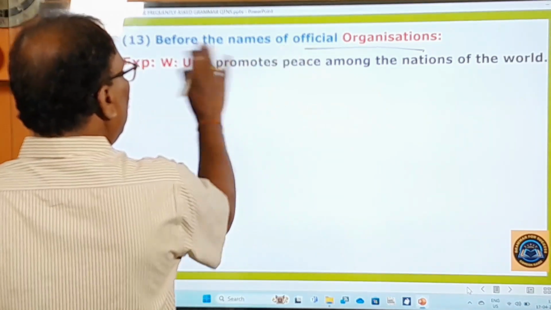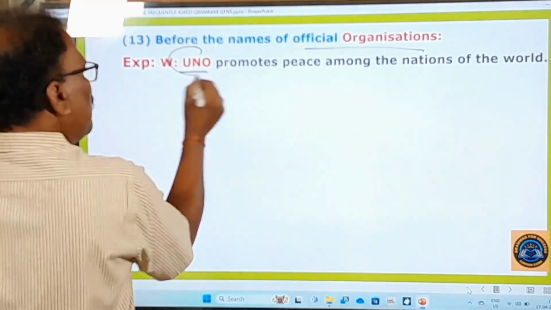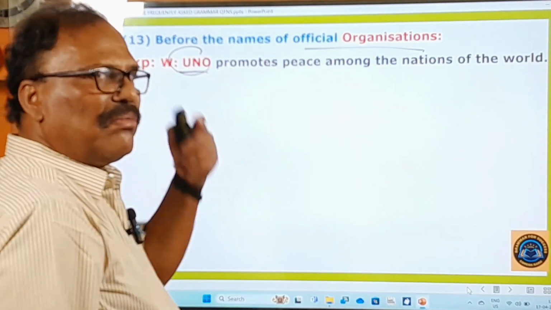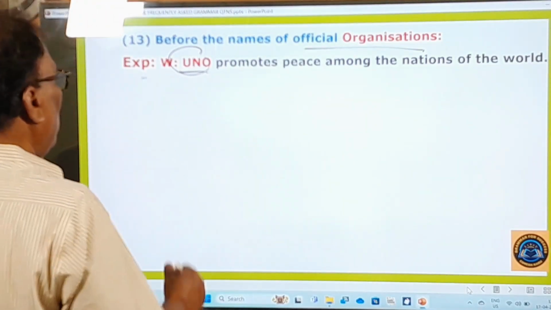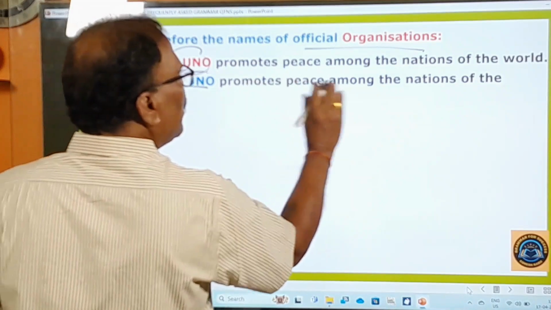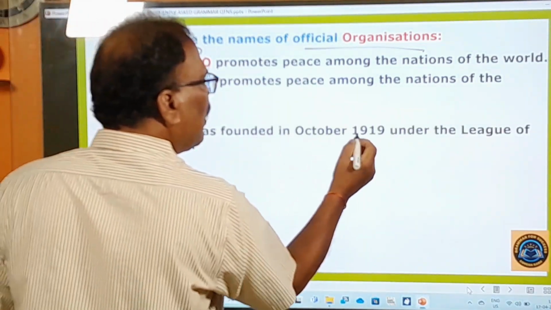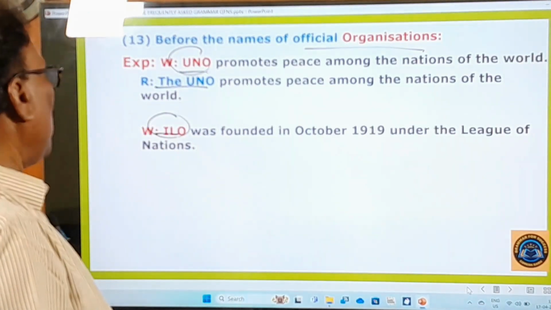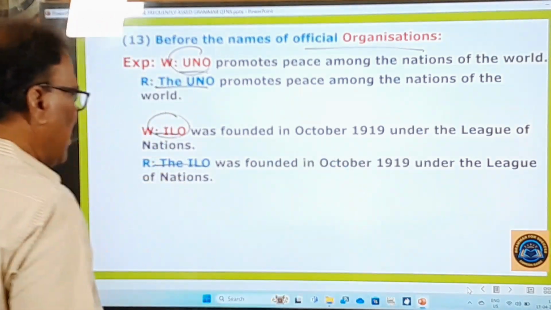UNO: the UNO promotes peace among the nations of the world. So you cannot simply say United Nations Organization; the definite article must be used. You cannot say simply UNO, right? You have to say the UNO promotes peace among the nations of the world. Similarly, the ILO was founded in October 1919 under the League of Nations. You cannot simply say ILO, International Labor Organization. You have to say the ILO was founded in October 1919.